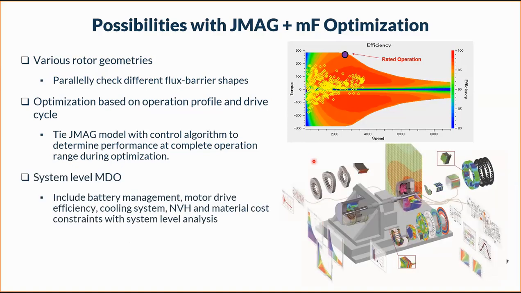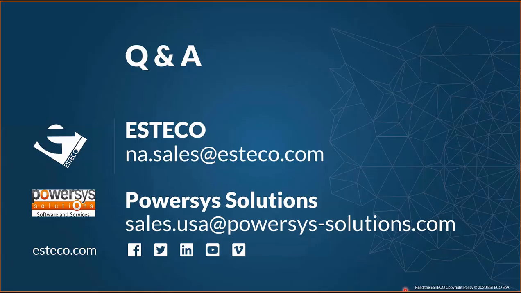Similarly, in this case study, we're looking at structural and electromagnetic analysis, but we can also expand that to a much higher level of detail, including battery management, motor drive efficiency, cooling system, material cost, or noise, vibration, and harshness. There are a lot of functionalities in JMAG that we can perform and tie all of these into constraints for the optimization algorithm and perform a multi-domain, multidisciplinary optimization.